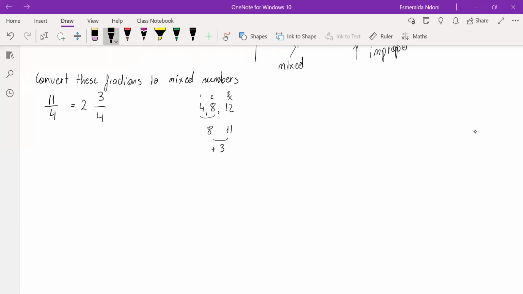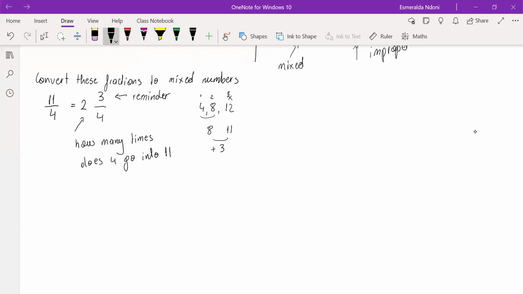So I'm going to label this so then you have it clearly in your books. 3 is the remainder, and 2 is how many times 4 goes into 11, again without it being too much.